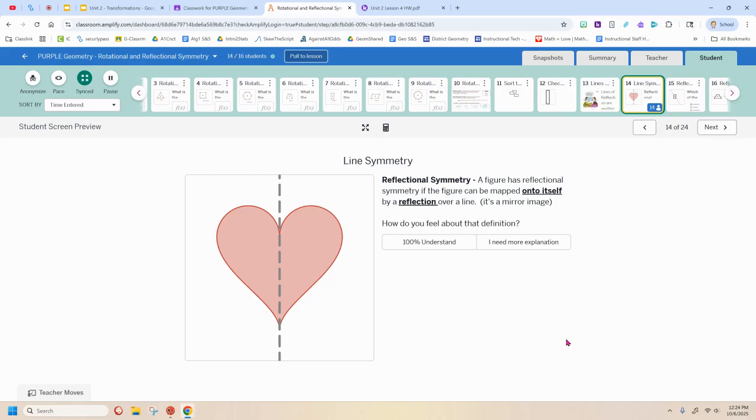Reflectional symmetry. A figure has reflectional symmetry if the figure can be mapped onto itself by reflection over a line. So how do you guys feel about the fact that I can fold the heart in half here and that's going to map onto itself? Does that work? Yeah. Does anybody want more explanation or a video right now? Let's keep exploring. Here we go. Next one.